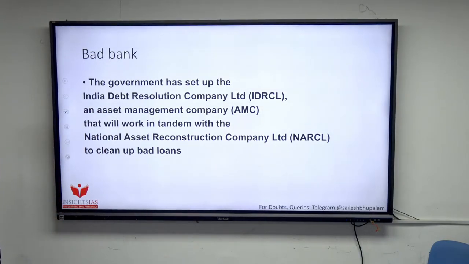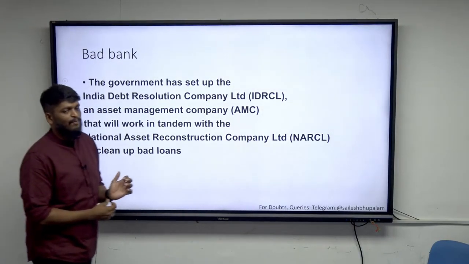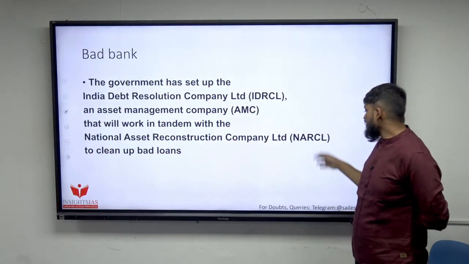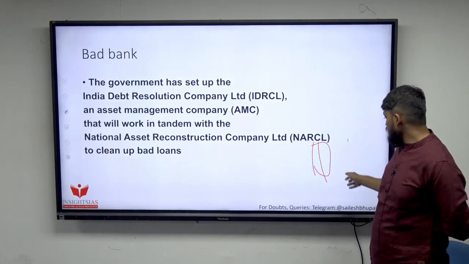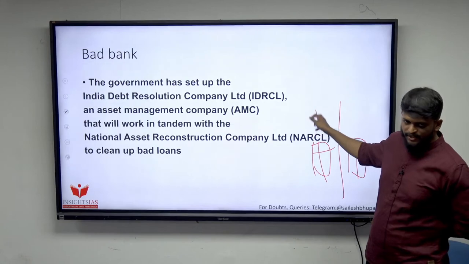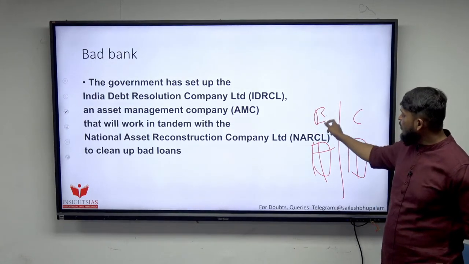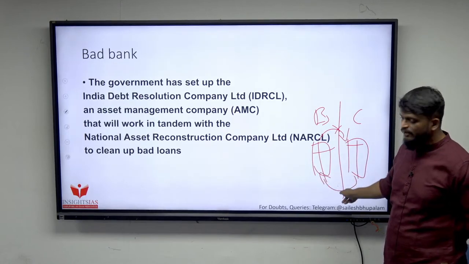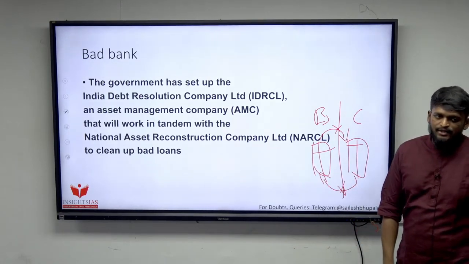Earlier, in 2015-16, there was a proposal that we have to set up a bad bank. Earlier, if you remember, we discussed twin balance sheet syndrome. Anybody remembers what this twin balance sheet syndrome is? The balance sheet of banks and the balance sheet of corporates have both gone bad. Banks are unable to lend to corporates and corporates are unable to pay back money to banks. This is called twin balance sheet syndrome.